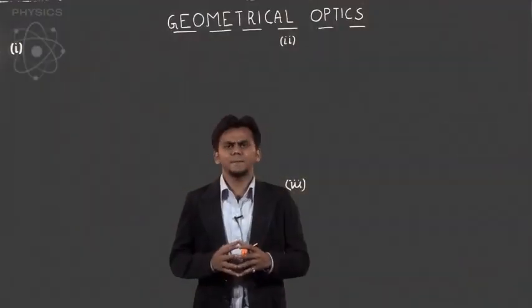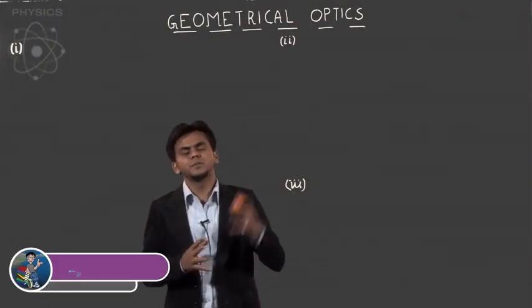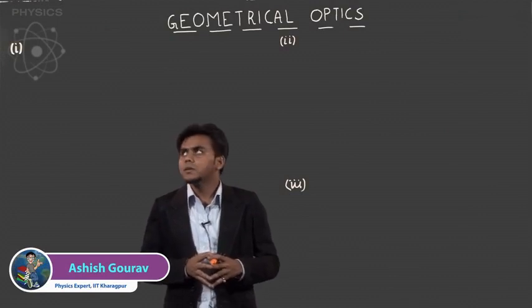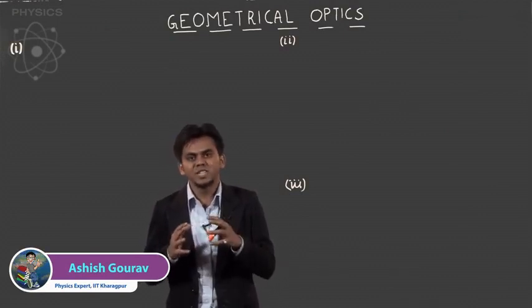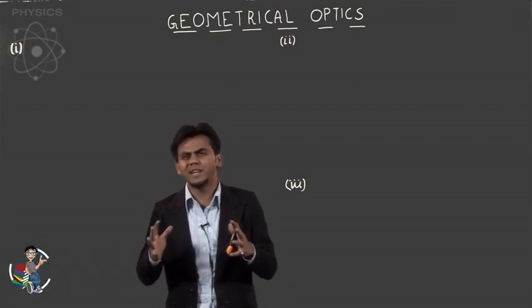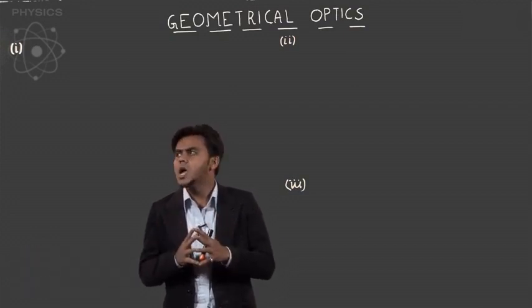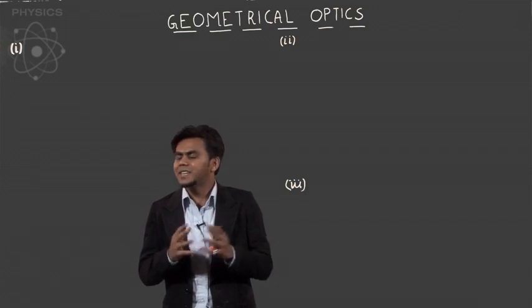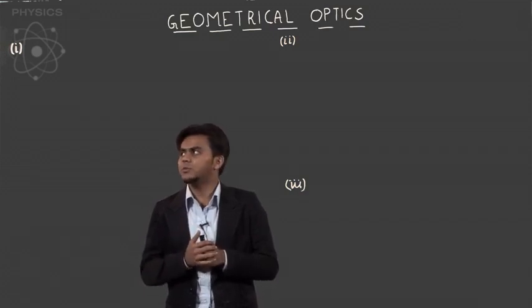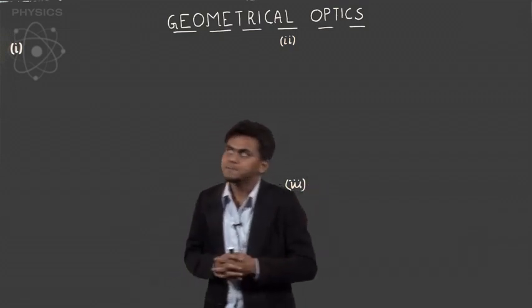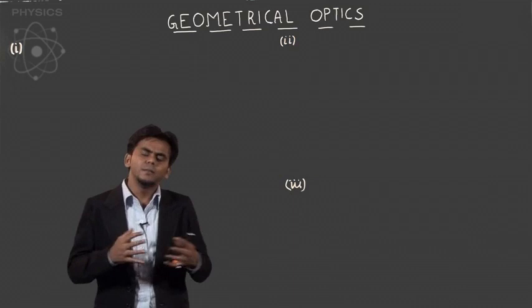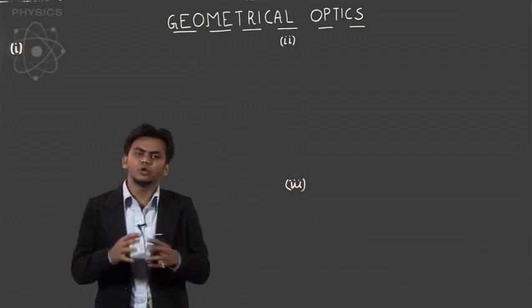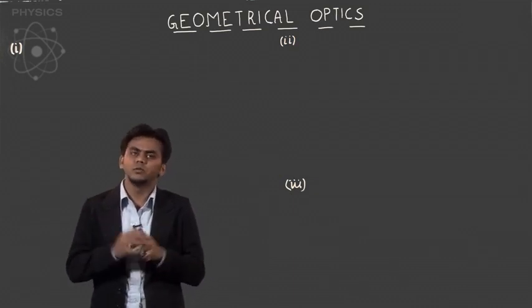Now let's start illustrations on this chapter, Geometrical Optics. We'll not do the very basic questions, the formula based ones, because we have dealt a lot on formulas, and I think it's better that we move on to the more conceptual questions. We'll gradually move on to the difficulty level and we'll be dealing with all the questions. So let's move to the first question.